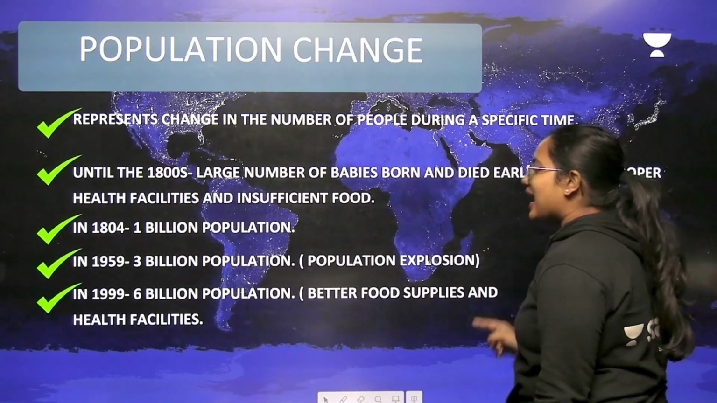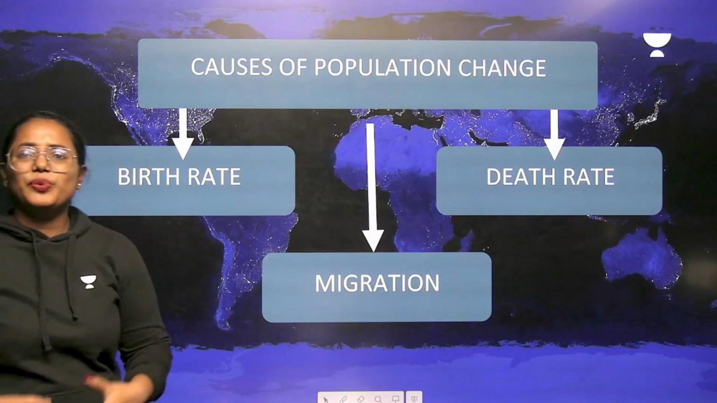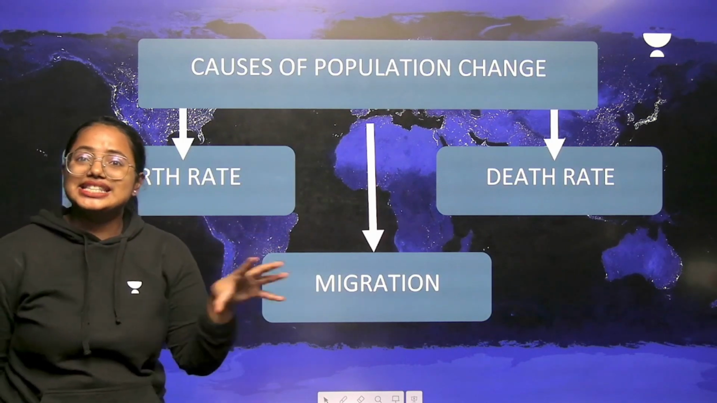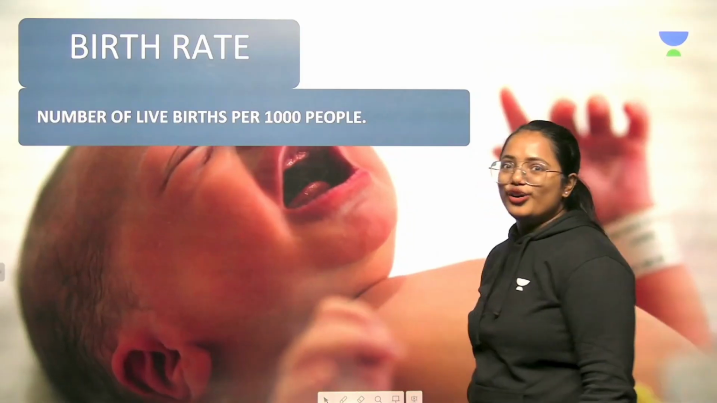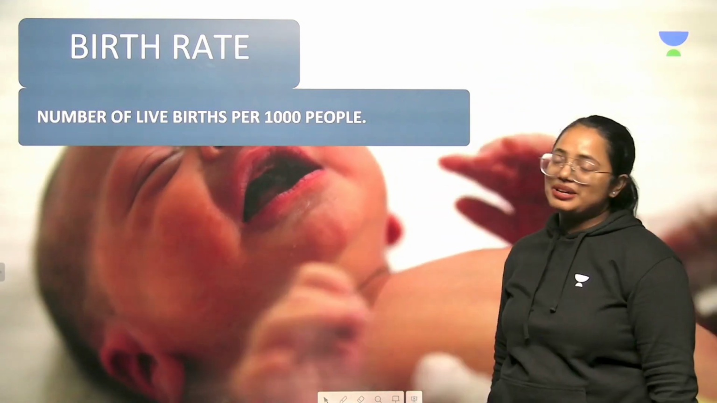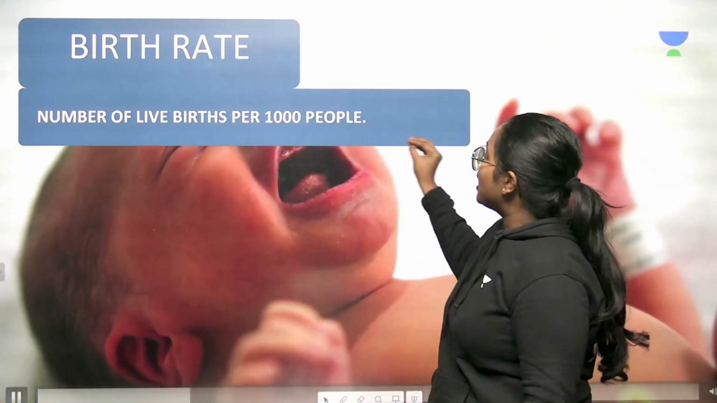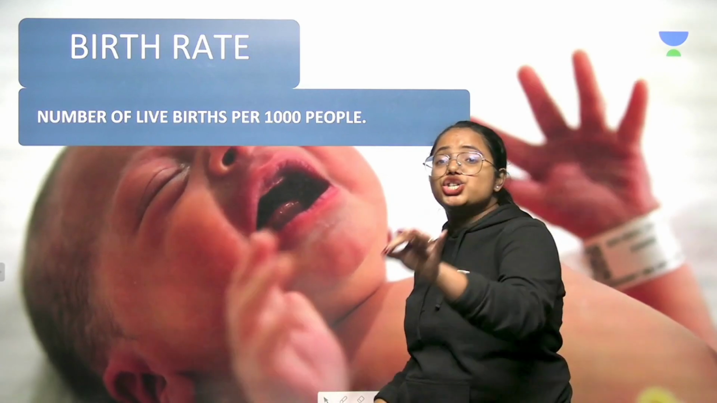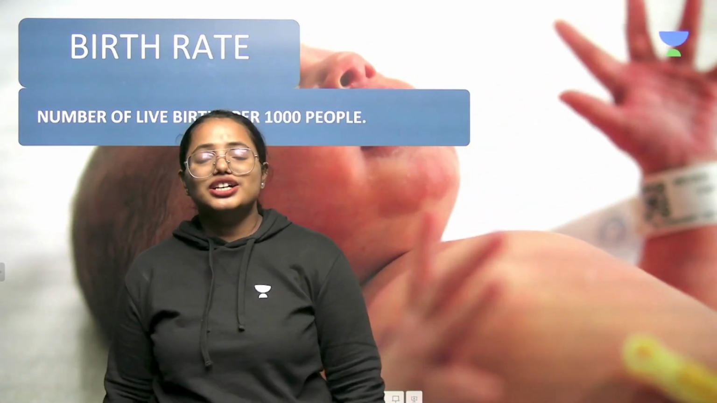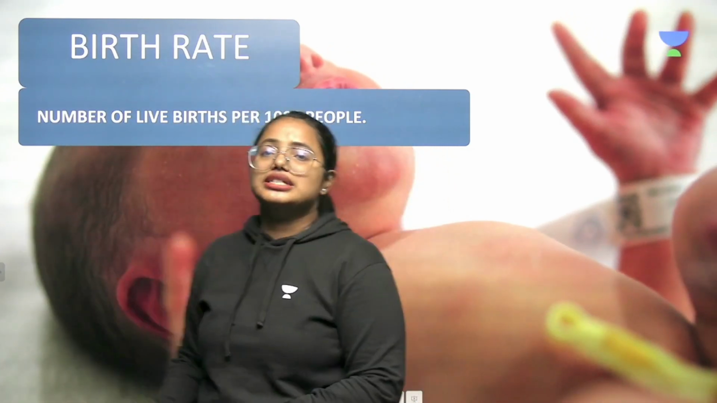Better food supplies and health facilities are the basic reasons behind this boom. Clear? And there are various reasons for it. Birth rate, death rate and migration. So let's see all these in detail. Oh, beautiful, right? Yes. Birth rate is nothing but the number of live births per 1,000 people. The number of live births per 1,000 people has to be considered to know whether the population is going up or not. Clear?